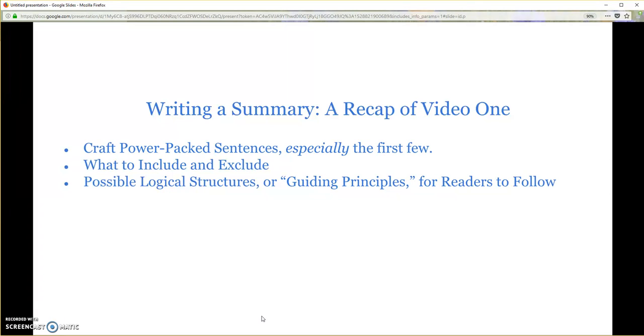Also yesterday we talked about what to include and what to exclude. I actually gave you a list. So that list could be something that you're actively utilizing as you're composing this summary, making certain that you include the major points that I went through, and of course work to exclude via revision as you're writing and revising this week like a mad person. And the last thing I did in the video yesterday was point to logical structures, or what I called guiding principles, and this would be something for your readers to follow. So something for you to use as a writer and something for your readers to grab onto as they're going through your summary.